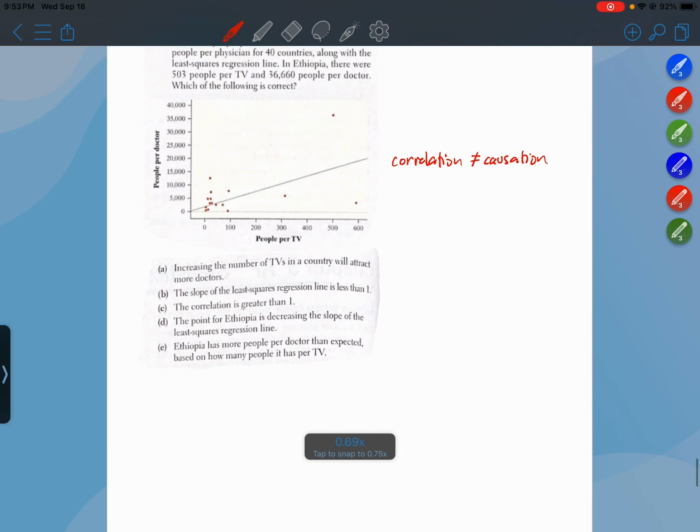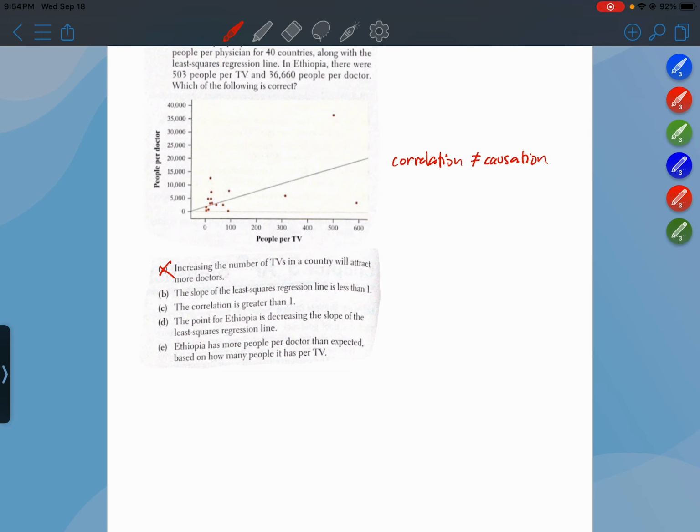Choice A says, increasing the number of TVs in a country will attract more doctors. I don't think so. Yes, there's a positive correlation between people per TV and people per doctor, but it doesn't mean that if we increase the number of TVs that will increase the doctors. So no, there's not a cause and effect relationship there.